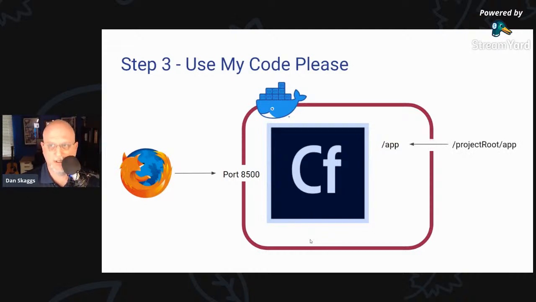And in this case, we're going to map our project root. So when we get back to VS Code, you'll see the root of the project there. There's an app folder that we're going to map and say, use the app folder in my VS Code project root and make that the same as the /app off of the root directory inside the container. So let's take a look at how that works.